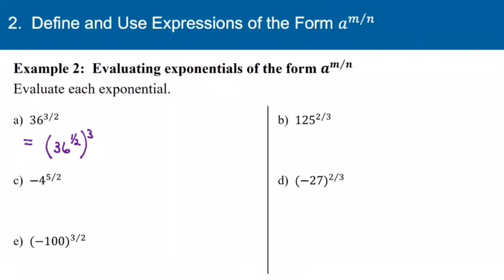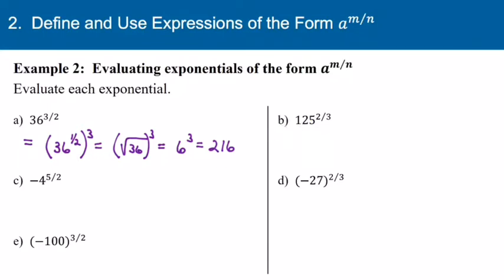We remember that the denominator of the exponent tells us which root to take. So if we write this in radical form, we'll have the square root of 36 raised to the 3rd power. And we know that the square root of 36 is 6, and then 6 to the 3rd power is 216. If you didn't know that by heart, you might have to jot that down and work it out, but you still would not need a calculator for that.